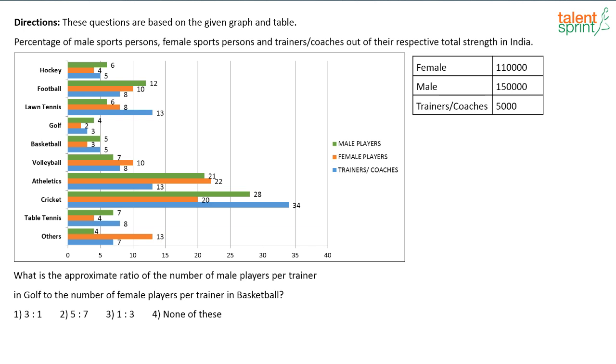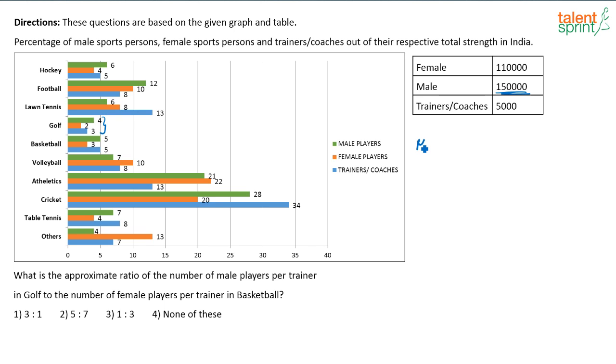So what is the ratio of the number of male players per trainer in golf? Where is golf? Here, this one, right? Green is male, orange is female and blue is the trainer. So how many male members are there actually? There are 150,000. Out of this 150,000, how many are in golf? 4%, right? 4% of the total male members are in golf.